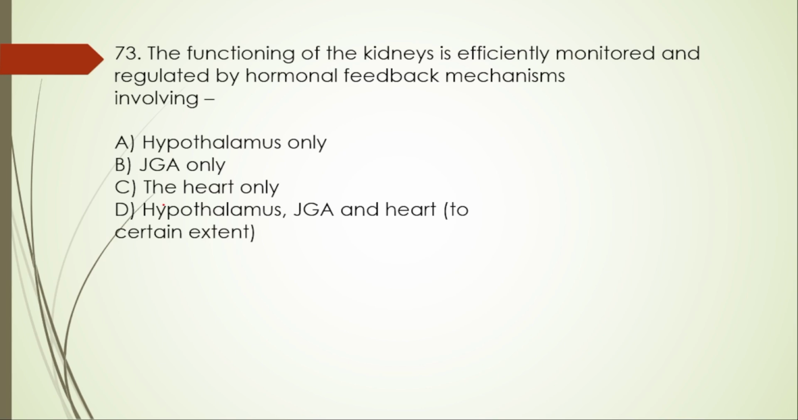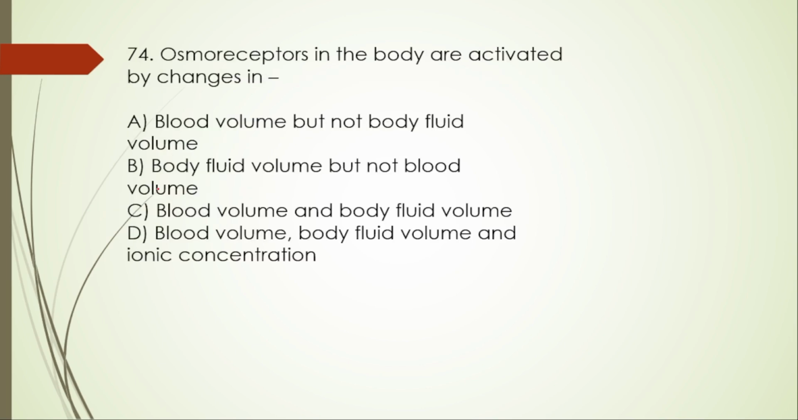Next, 73rd question. The functioning of kidneys is efficiently monitored and regulated by normal feedback mechanism involving A. Hypothalamus only, B. JGA, that is juxtaglomerular apparatus only, C. The heart only, D. Hypothalamus, JGA and heart. So here the right option is option D.